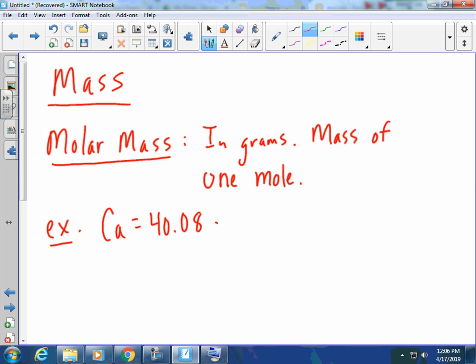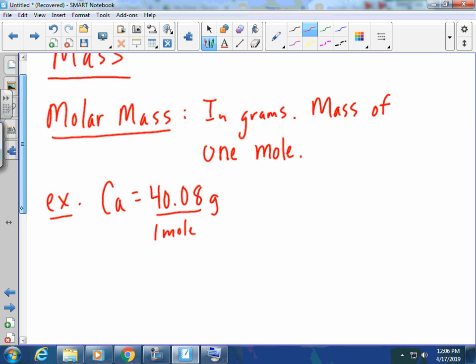40.08 grams. And then I told you guys I really wanted you to get used to writing this over 1 mole so you know that we're talking about grams per mole. And I want you to really get comfortable with that. Grams per mole. If it's grams per mole, you're probably dealing with molar mass. How many grams per mole? In this case, 40.08. If it was some other element, it'd be a different number. But for calcium, according to the periodic table, 40.08.